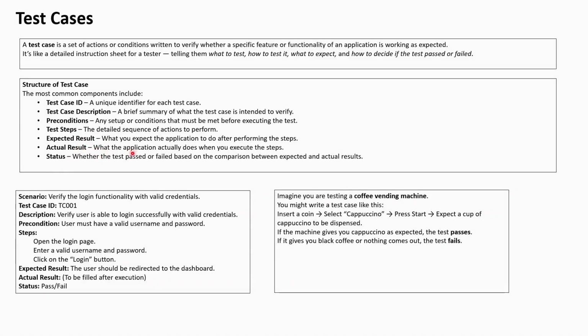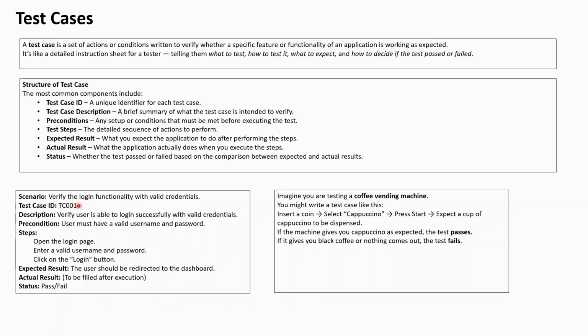Actual result, what the application actually does when you execute the test steps. Then the status, whether the test case has passed or failed based on the comparison between the expected result and the actual result. These are the key components that a good test case should have. I have given here a couple of examples.